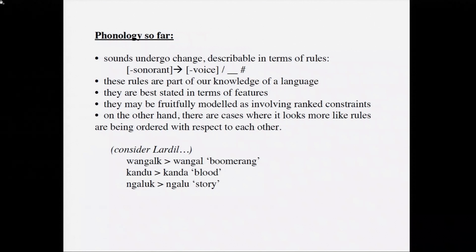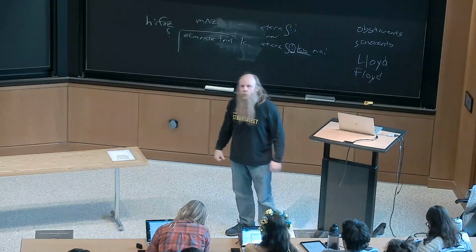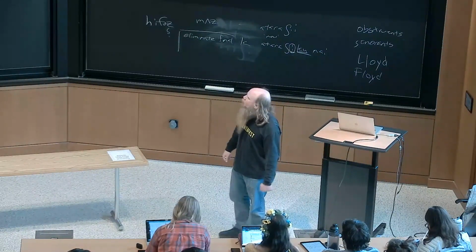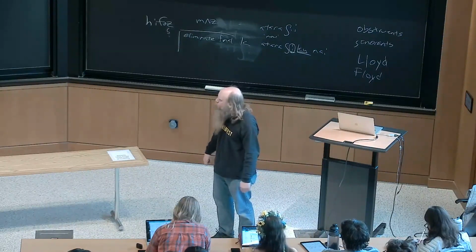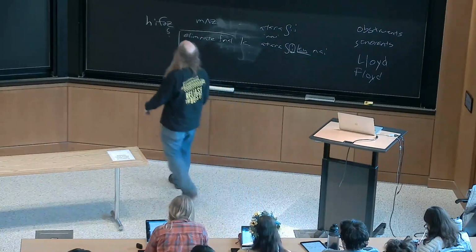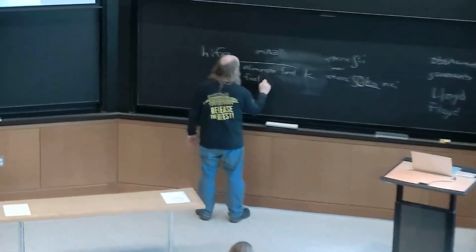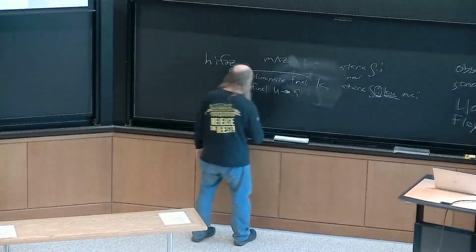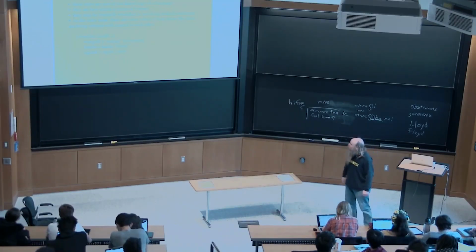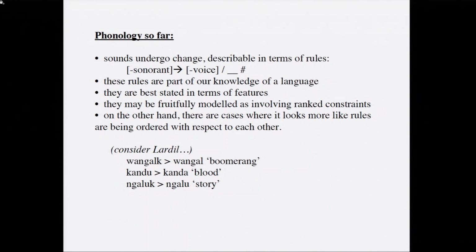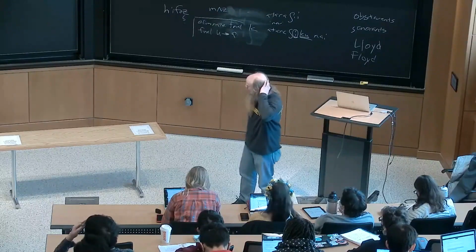And the reason we think that it's underlyingly wangauk is that if you add any suffixes to it, you get to see that K. So the accusative, I think I told you, was wangauking. So the K shows up, and in other forms as well. We thought there was another rule that said final U becomes A. And that was why kandu, which is the word for blood, underlyingly becomes kanda in the nominative. And in the accusative, it's kandun. That's why we think it starts out as kandu. So we have these two rules.